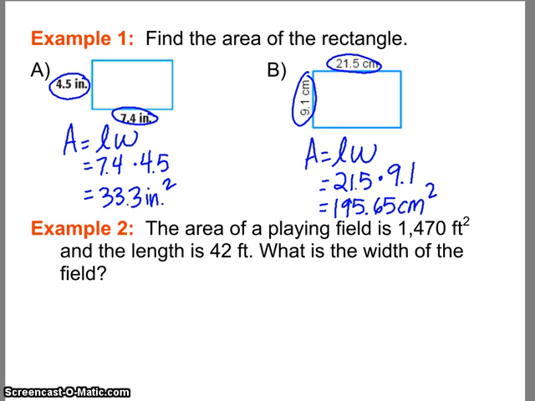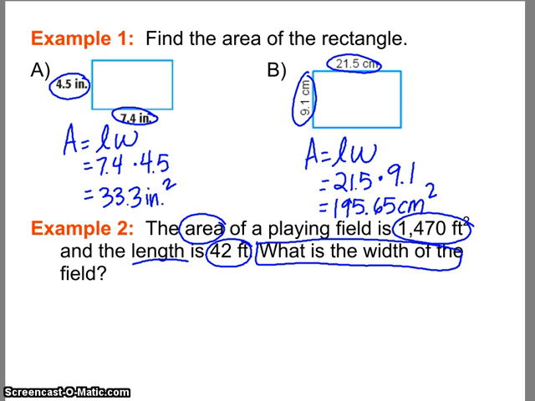Example 2. We're looking at a story problem. It says the area of a playing field is 1,470 square feet. So this time we're given the area, and the length is 42 feet. What is the width? So here, Panthers, we're talking about a playing field, so it's a rectangle. Let's pull out our formula. The area of a rectangle can be found by doing length times width, and let's plug in everything we know.